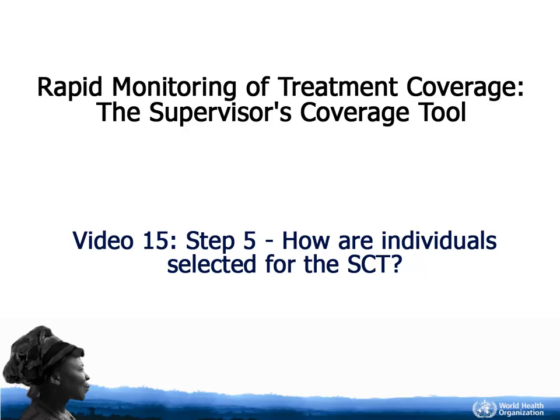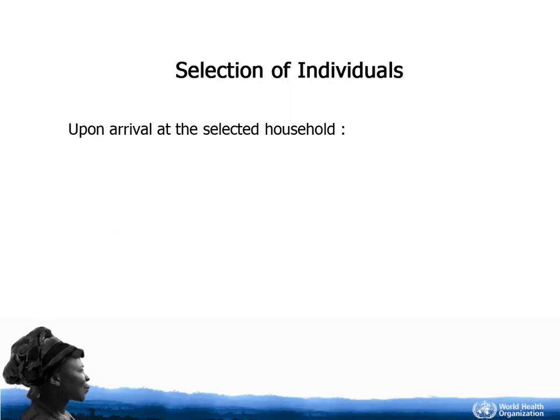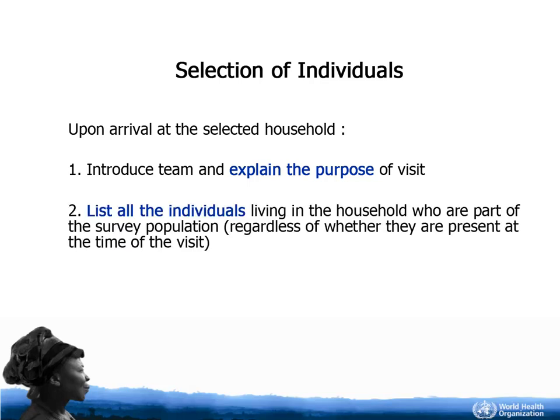Video 15. Step 5. How are individuals selected? Upon arrival at the selected household, introduce your team and explain the purpose of the visit. List all the individuals living in the household who are part of the survey population, regardless of whether they are present at the time of the visit or not.